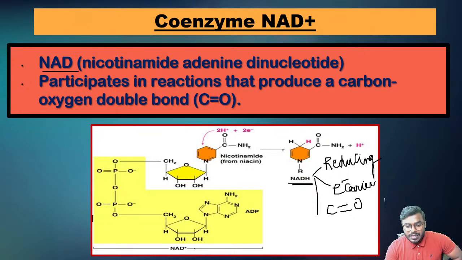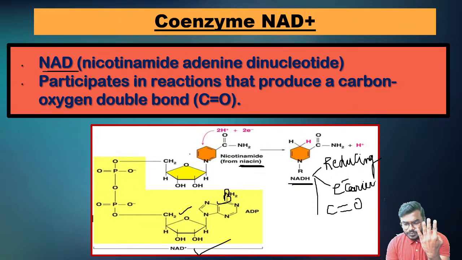And friends, this NAD plus, look into the structure. It contains sugar, it contains base. And I want you to remember compulsorily, friends, this nicotinamide structure is basically derived from an important vitamin. What is the name of that important vitamin, friends? Niacin.